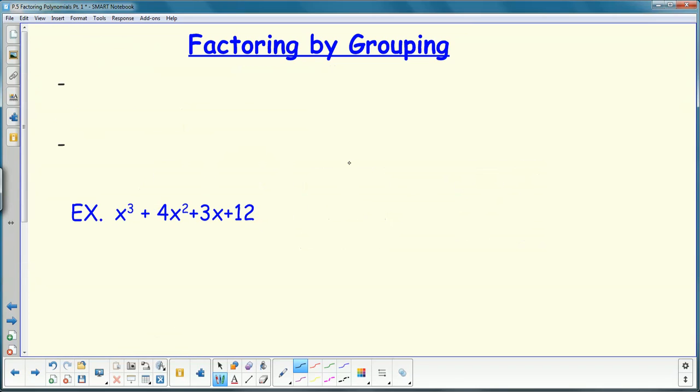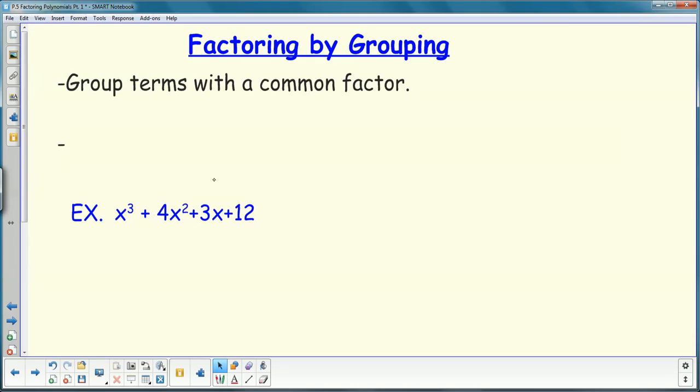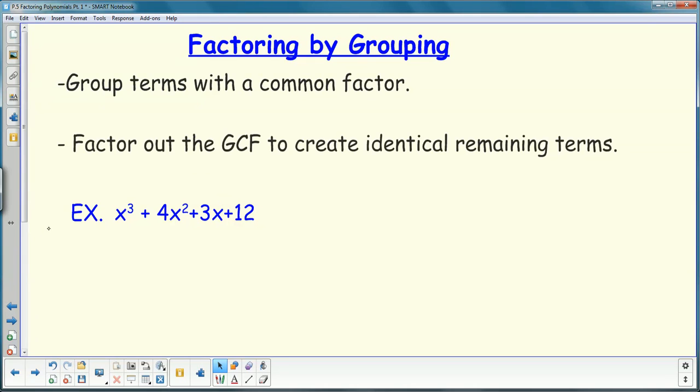Okay, second one is going to use that again then, but before we do that, we're going to group terms with a common factor, and then we're going to factor out the greatest common factor. So what I mean by group terms with a common factor: typically since things are written in standard form, meaning their degree is decreasing, we're going to group by putting our first 2 terms together plus our last 2 terms together. And now we factor out a greatest common factor.